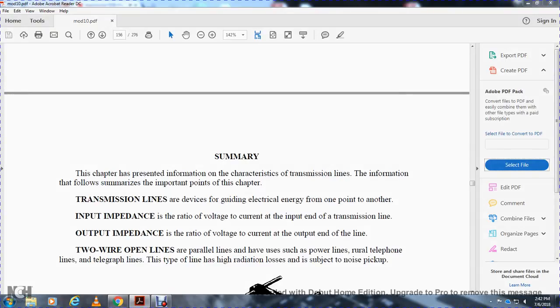Alright, Chapter 3 summary. The chapter presented information on the characteristics of the transmission line, followed with a summary of the important points of the chapter. Transmission line: the device guiding electrical energy from one point to another.